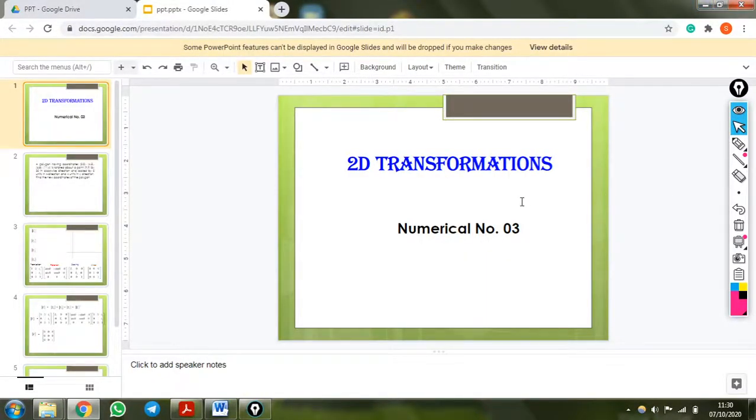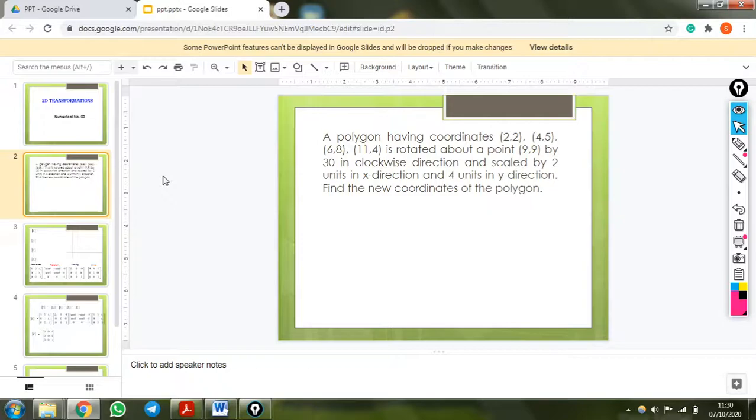Hello everyone. So today we will solve the third numerical based on the 2D transformation. Before that we should read the question carefully. So the question is like this.